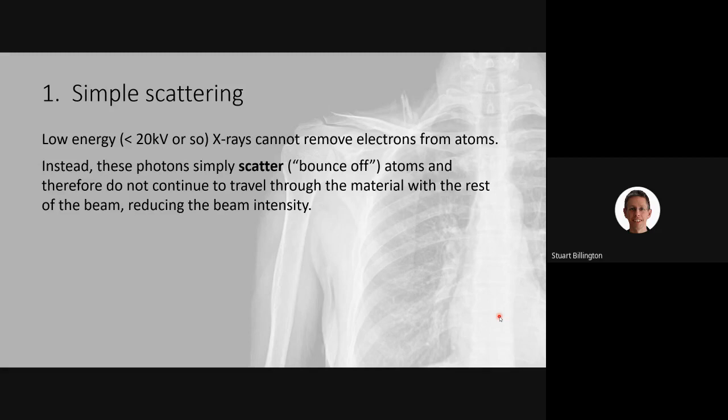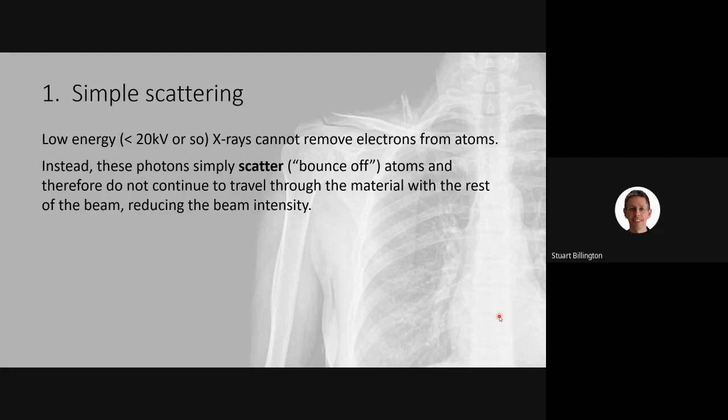The reason that they don't do any interaction with those atoms is because simple scattering will take place with the low energy X-rays. These X-rays don't have enough energy to do anything to the electrons in the atoms. The electrons are sitting in their little energy wells, being held in place by the positive attraction of their nucleus, and they would require a certain amount of energy to liberate them from their atoms, or even to move them up an energy shell within their atoms. And the low energy X-rays simply don't have enough energy to do that. Instead, the photons simply bounce off or scatter.